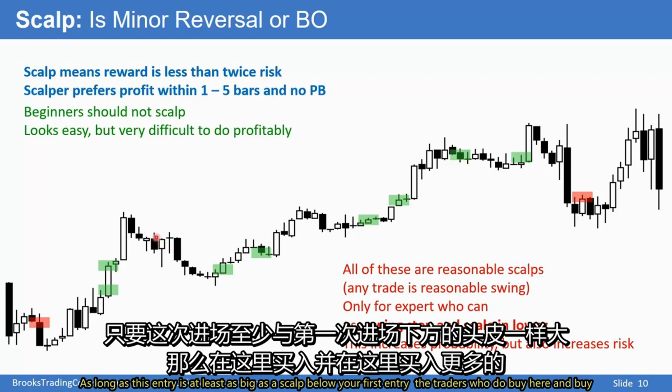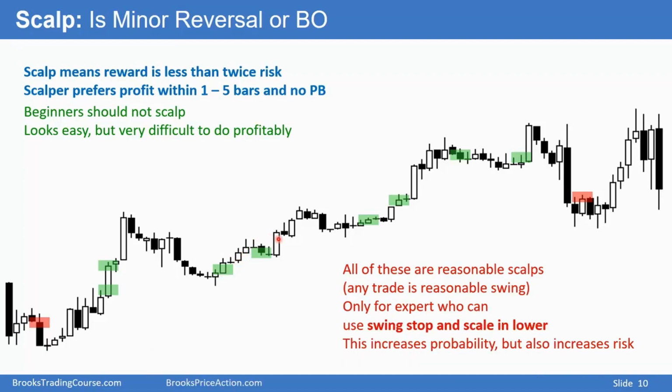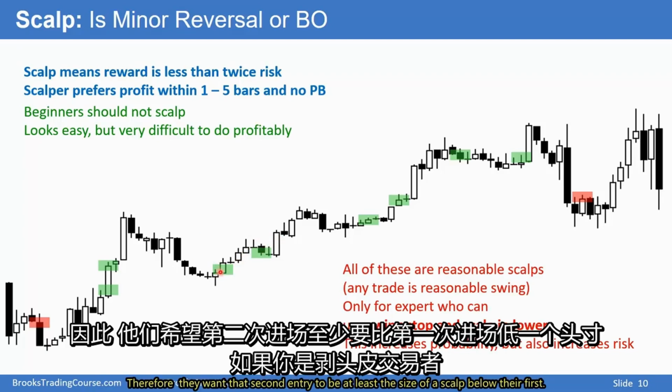The traders who do buy here and buy more here will often try to get out break even around their first entry and then with a scalp on their second entry. Therefore, they want that second entry to be at least the size of a scalp below their first.